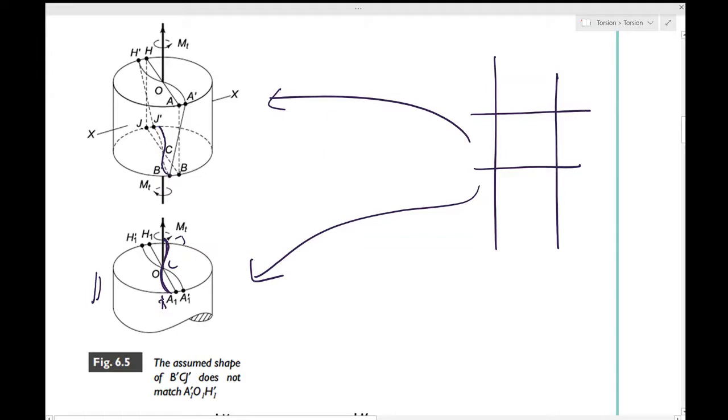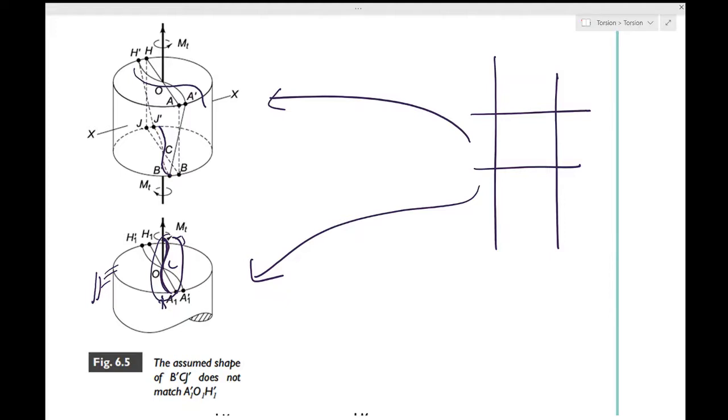Why is this a contradiction? Because we had just discussed that any part of the shaft will show the same deformation pattern. So the top part was having a curvature like this, and the top part of this slice is showing a curvature which is opposite to it. So this is a contradiction of this assumption. That is what they say.